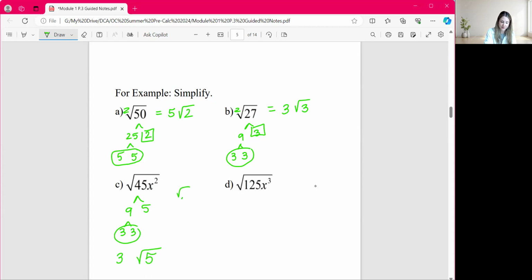The square root of x squared, we know it's just going to be x. Going back to that property right before this, if my index and that exponent are the same, it kind of cancels out. So that will simplify to an x.